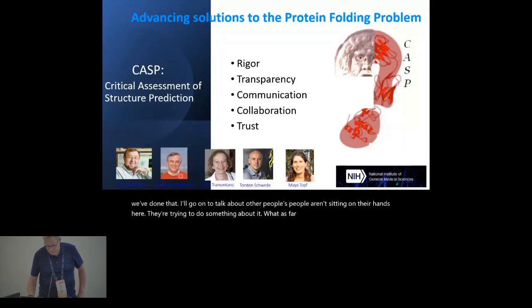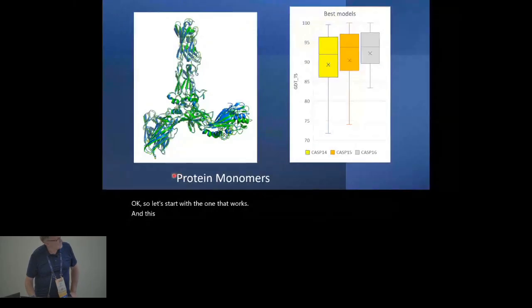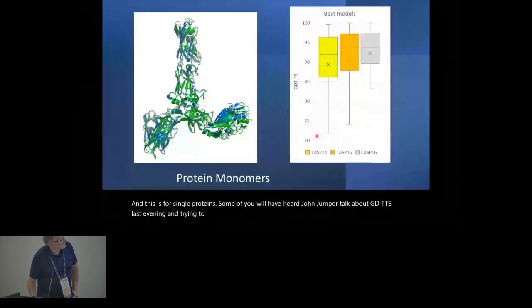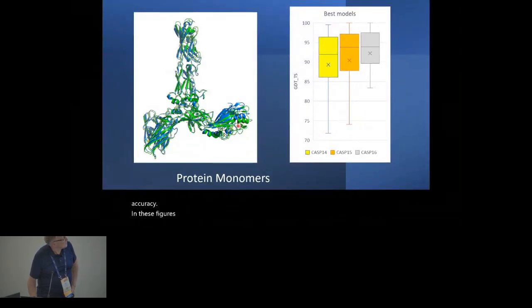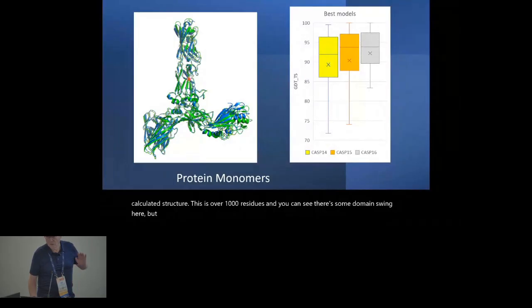Okay, so let's start with the one that works. And this is for single proteins. And some of you will have heard John Jumper talk about GDT_TS last evening and trying to get the number up from 50 to 60. This is a main chain measure of accuracy. In these figures, green is usually experiment, blue in a couple of occasions, purple, I think, is the calculated structure. This is over 1,000 residues, and you can see there's some domain swing here, but otherwise it's a really beautiful fit and not an easy target.